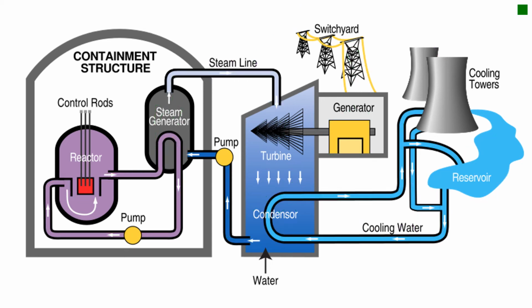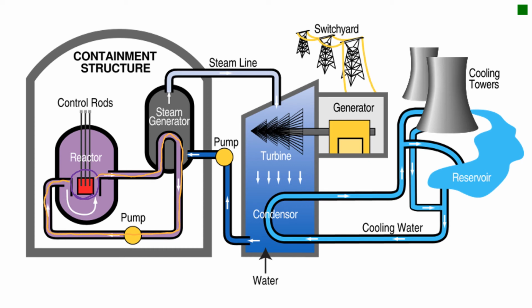So let's go through this one more time, the basics of this. The first thing is that the fuel rods undergo fission. The fission produces lots of heat. That heat then comes into contact with the primary loop's water. That water is kept under extreme pressure, so it never goes into a gas, but it is extremely hot.